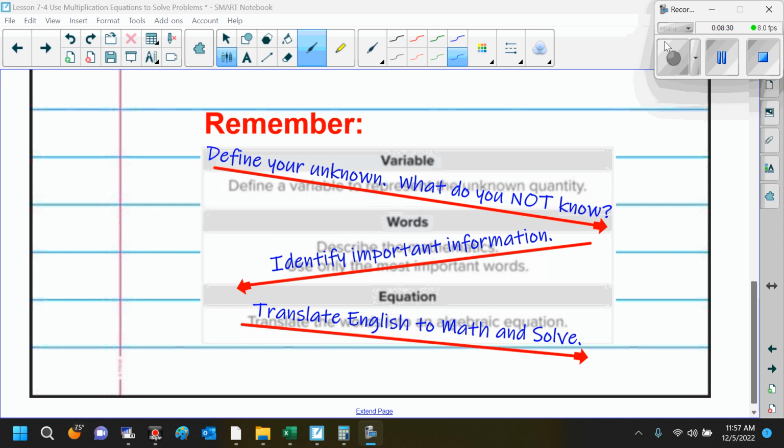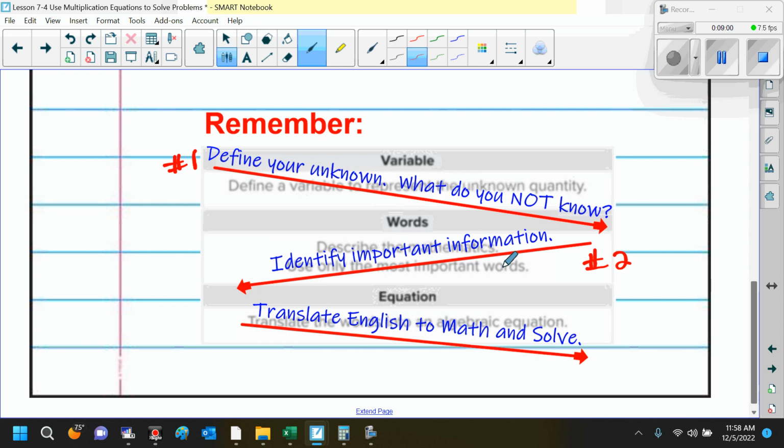All right, so remember when we were talking about writing subtraction and addition equations, we changed the order. Okay, so I'm going to print this out so you guys have this for your notes, okay? So the first step that you're going to do is define your unknown. What is it that you do not know? Okay, that's step 1.